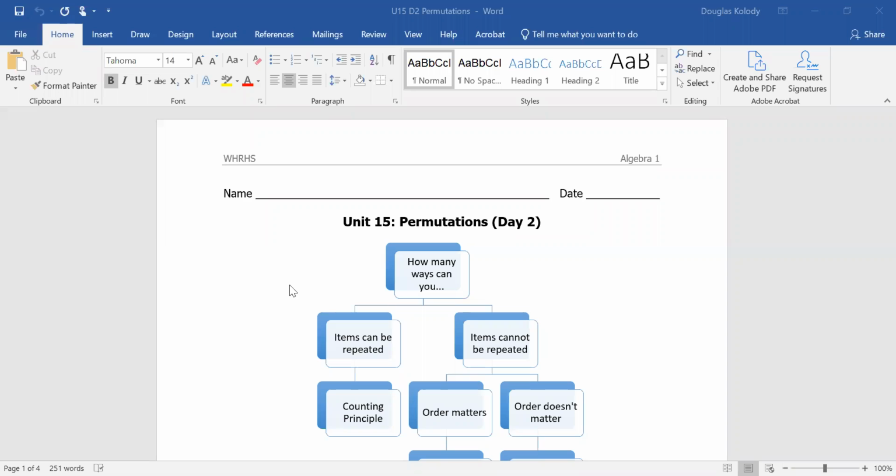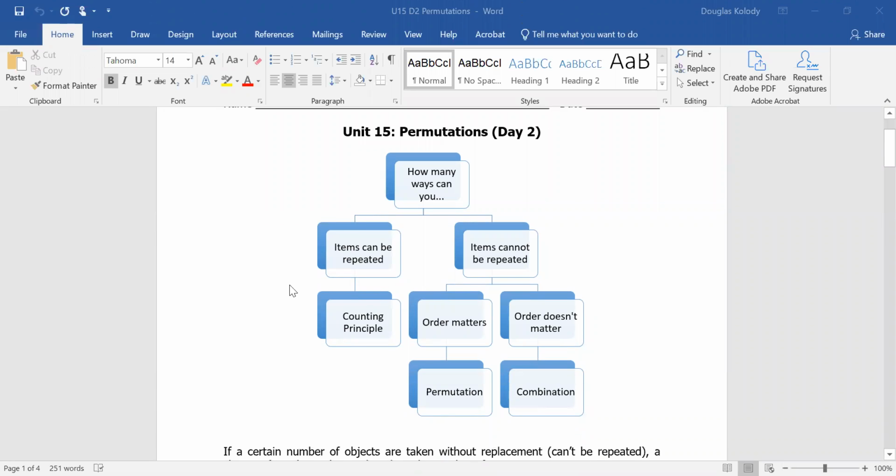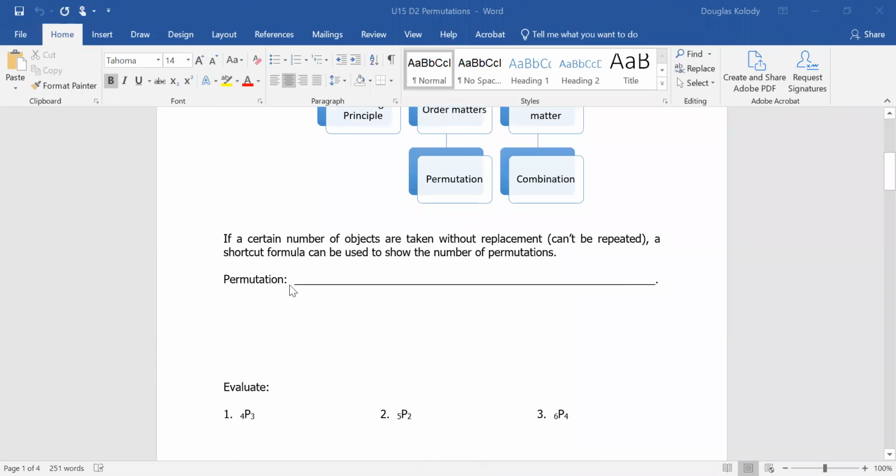And day two is all about a specific type of counting method called permutations, which we introduced the word yesterday. And now we're going to get into it. What is a permutation? Well, a permutation is just this.